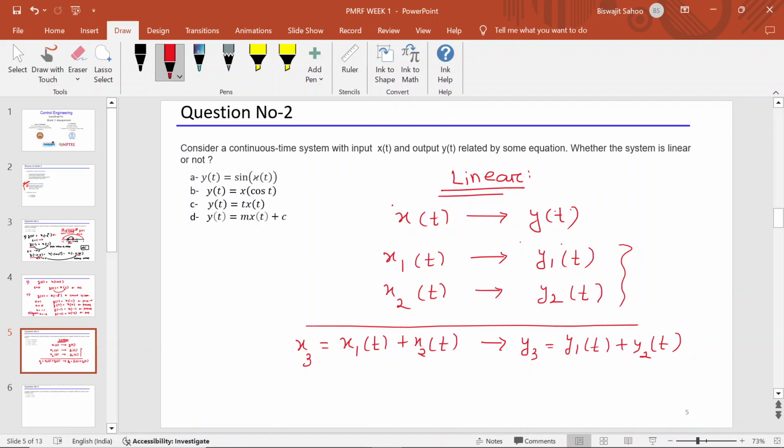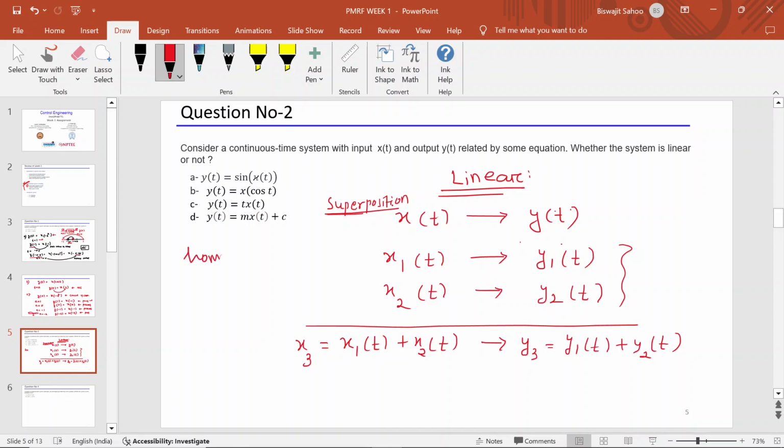Like you have solved many network questions based on the superposition principle, it means the total response is nothing but the summation of the individual responses. This is the case.